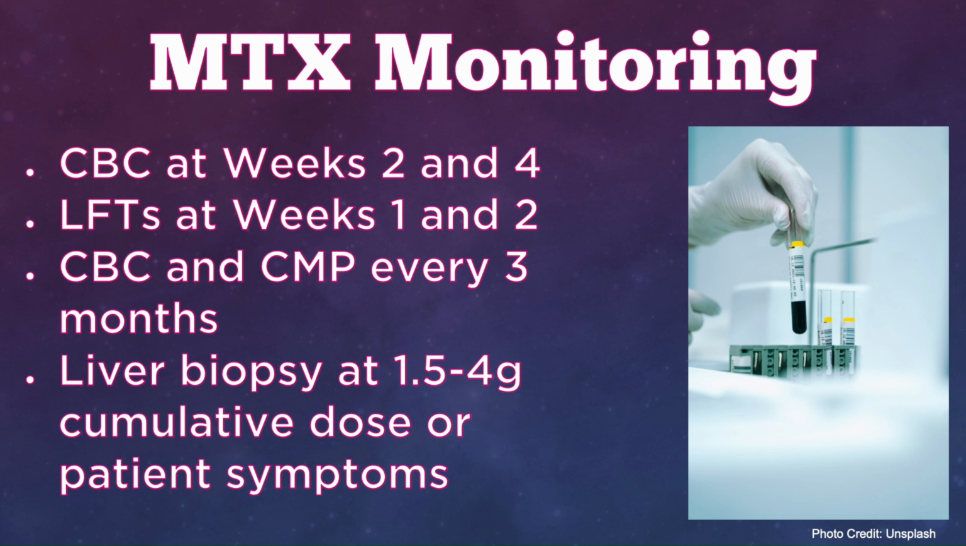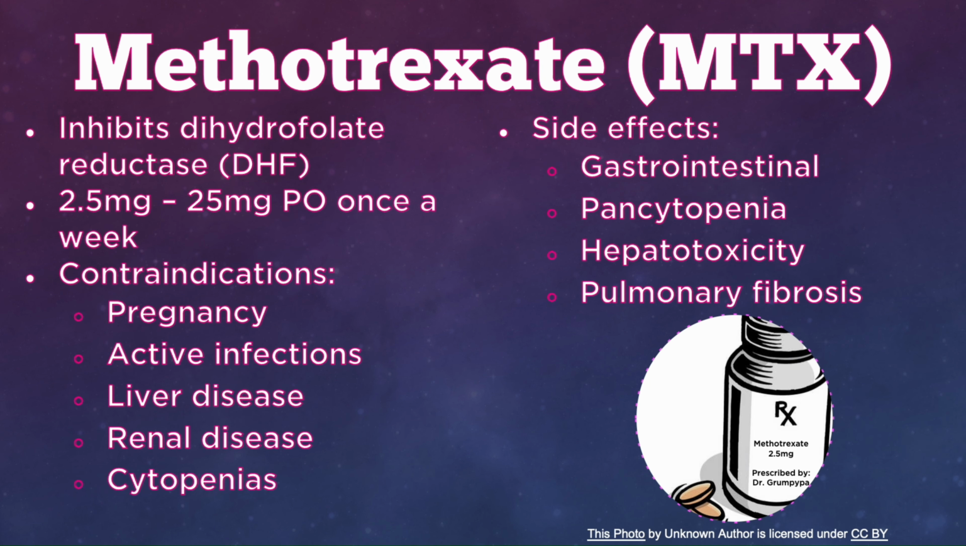Some say that a liver biopsy should be done after anywhere from 1.5 to 4 grams of cumulative methotrexate, but some let patients' symptoms dictate the need for a liver biopsy. So, to hit the highlights for methotrexate, it is a dihydrofolate reductase inhibitor given in doses from 2.5 to 25 milligrams once weekly. It is contraindicated for patients with pregnancy or active infections, liver disease, renal disease, or various cytopenias.